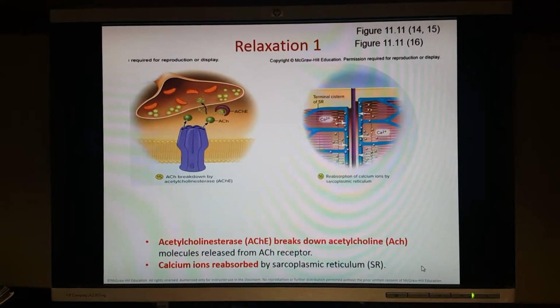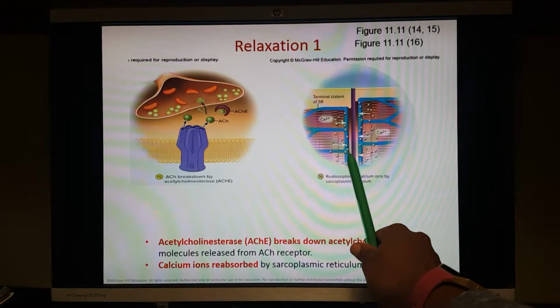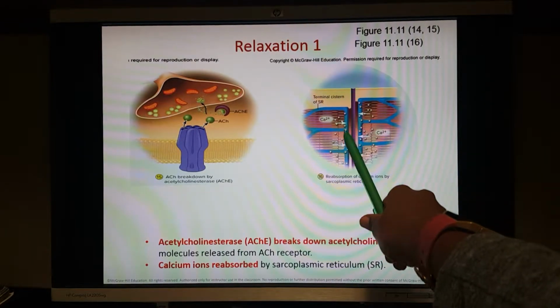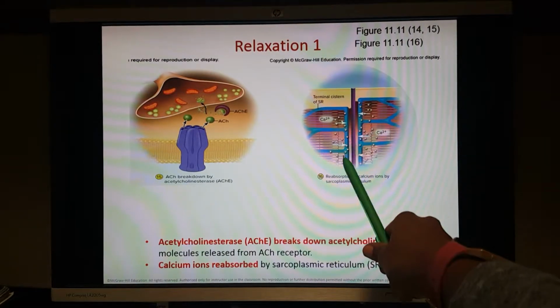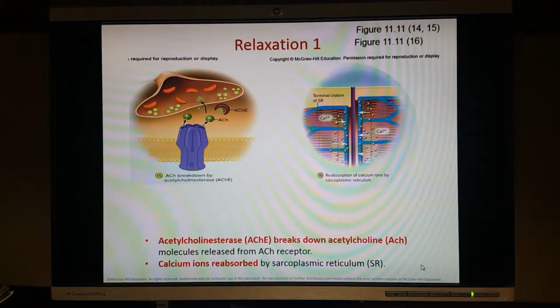Other phases of relaxation are the returning of calcium to those terminal cisterns, part of the triad. So returning it back to your terminal cisterns, helping to sequester your calcium and make it ready for the next contraction.